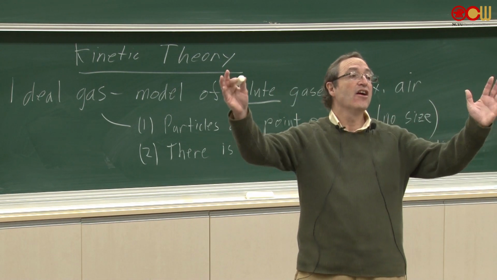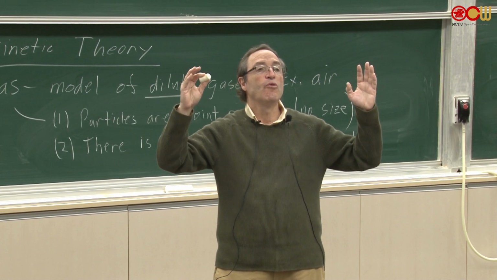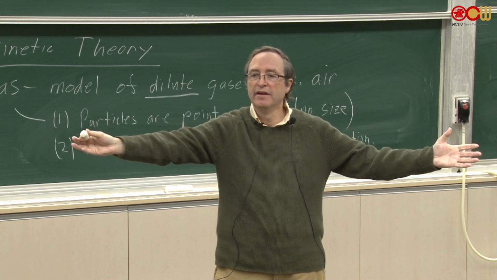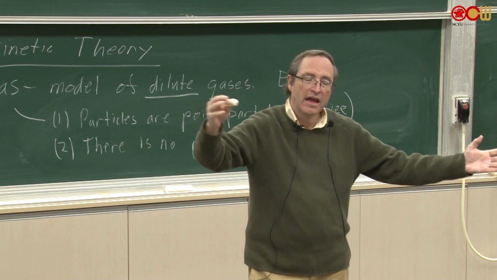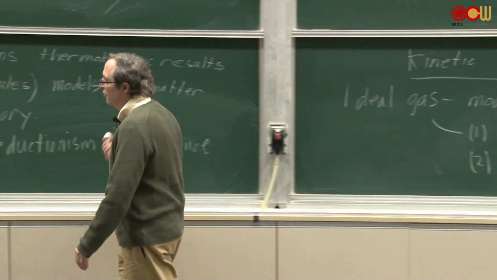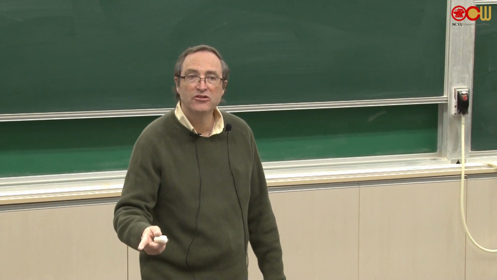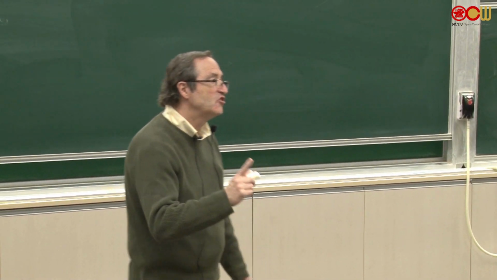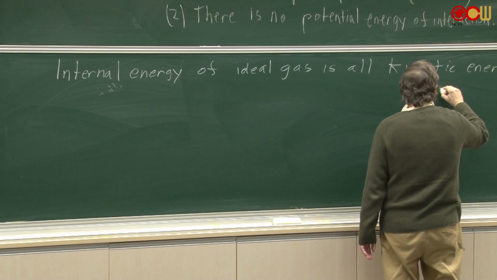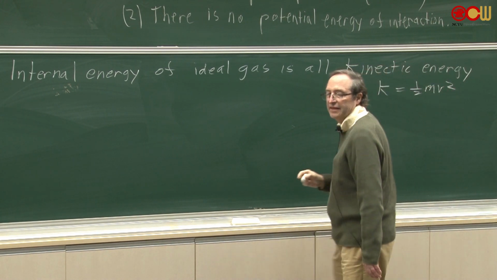So the air in this room, it does have internal energy. What do we mean by internal energy? I just mean the energy of the particles in this room. So the internal energy is all kinetic energy for the ideal gas model. That's very important. The internal energy of an ideal gas is all kinetic energy. And just to remind you, kinetic energy equals 1/2 mv squared.